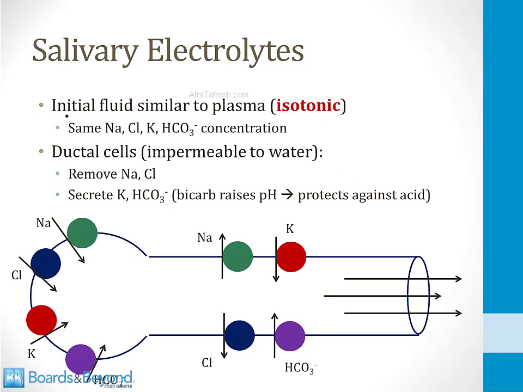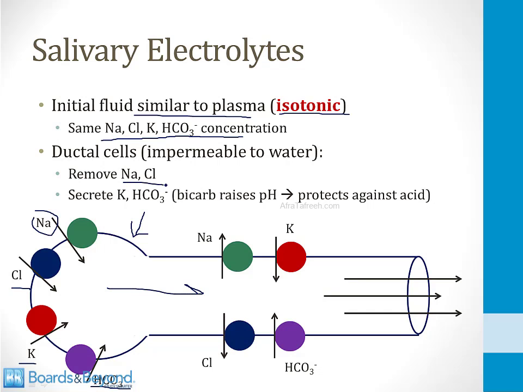The initial fluid produced by the acinar cells is similar to plasma. It's isotonic to plasma, and it has the same sodium chloride, potassium, and bicarb concentration as plasma. If you look at this drawing I've made on the screen here, this is the acinous portion right here, and sodium chloride, potassium, and bicarb are all being secreted into the acinus, and they are at the same concentration as plasma. As the fluid moves through the duct, however, sodium and chloride are removed, and potassium and bicarb are secreted.